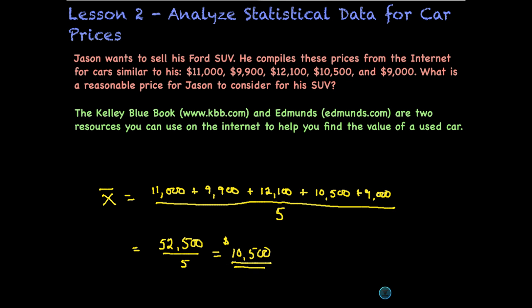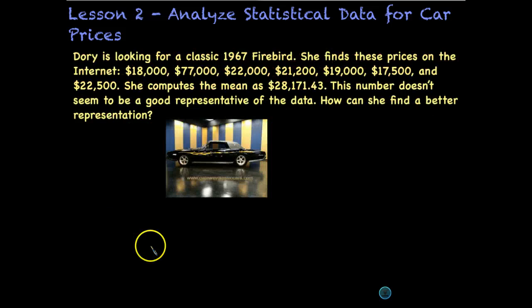All right, let's look at one more example. In this example, Doria is looking for a classic 1967 Firebird, and she finds these following prices on the internet. She computes the mean, so she has now calculated the mean, at $28,171.43. This number doesn't seem to be a good representation for the data. So how can she find a better representation? Now let's look at the data. Why isn't this a good representation?